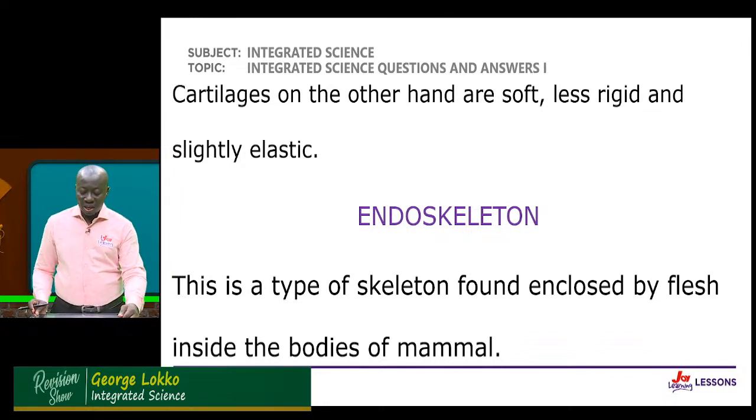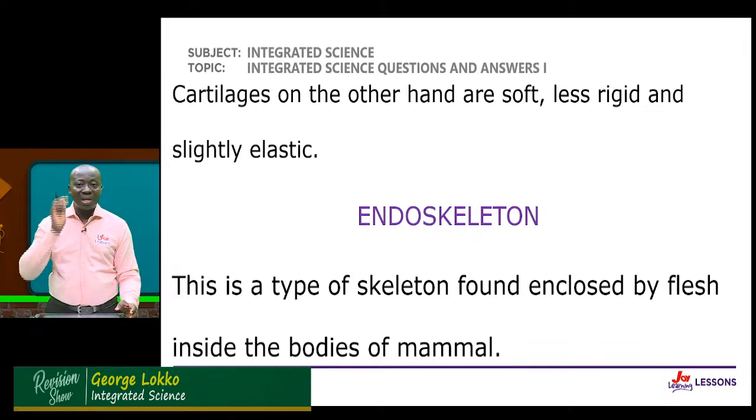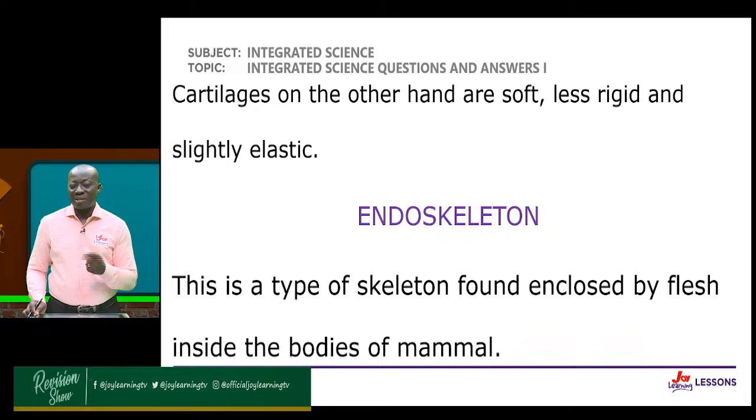Now, cartilages, on the other hand, are soft, less rigid and slightly elastic. So you have them in your ear, the pinna. So if you hold your ear, it's not that hard. It has that rigid shape, but very soft.